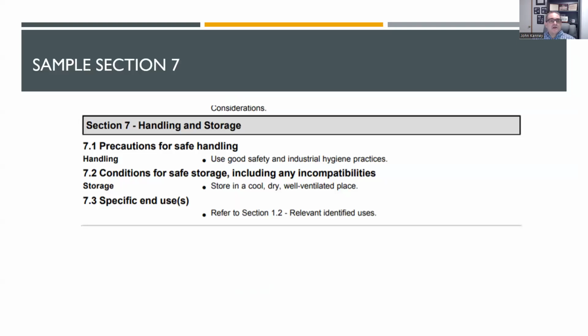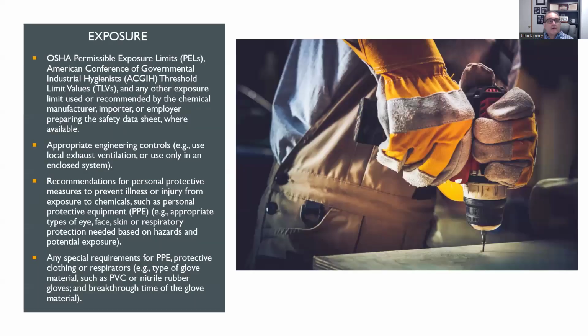So sample section 7. This one, use good safety and industrial hygiene practices for storage. Store in a cool, dry, well-ventilated place. And specific use. Refer to section 1.2, relevant identified uses. Again, now that's taking you back to 1.2 section of what it's used for.